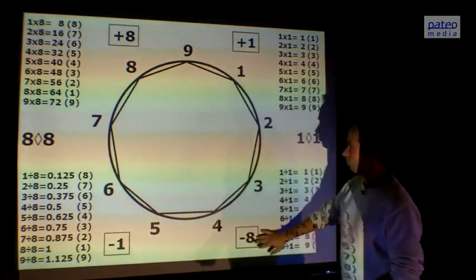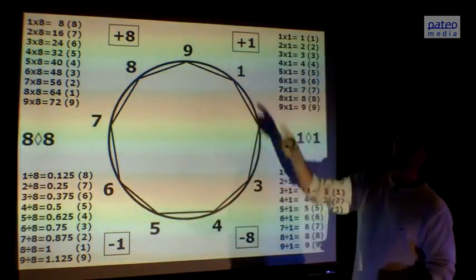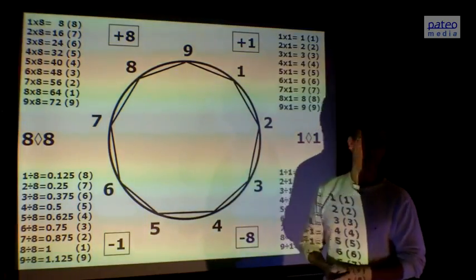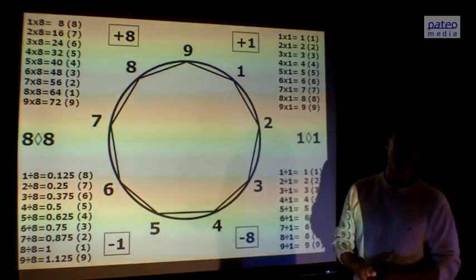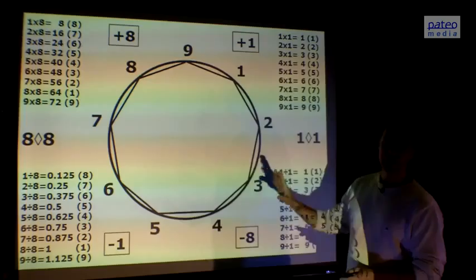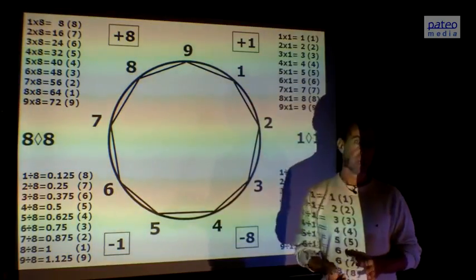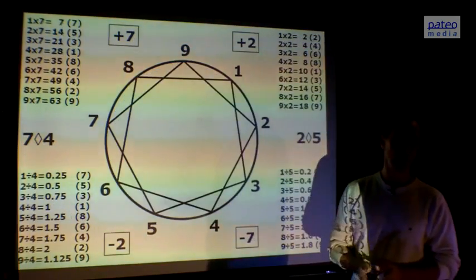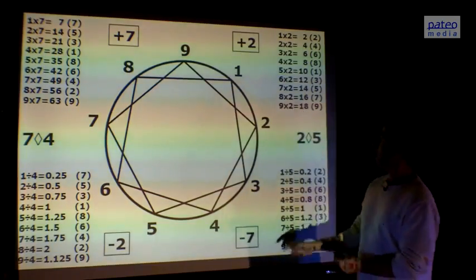If you add 1 or subtract 8, then you go clockwise. But if you add 8 or you subtract 1, then you go counterclockwise. Yeah? It's only 8 and 1 on this sheet. Now make it a little bit more complicated. We look at 2 and 5.